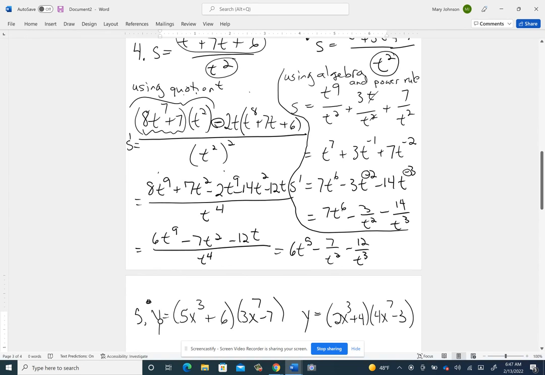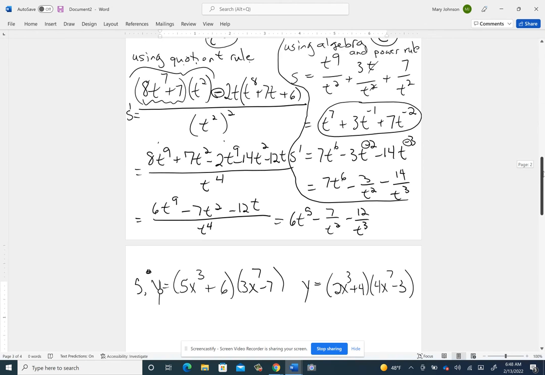So you could have done that using algebra and the power rule, or you could have just gone in and worked with the quotient rule. The intent was for you to do the easy algebra of dividing everything by t to the fourth in order to create this so that you could then just do the derivative using the power rule. And that was the intent on number 5 also. You didn't need to use the product rule on that.